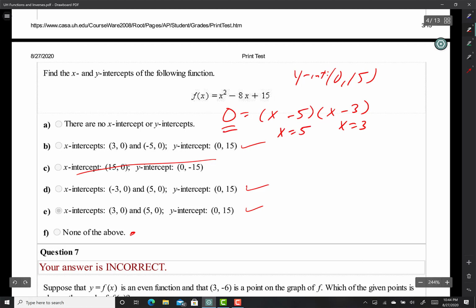Why did I set it equal to 0, in case you're wondering, guys? Because the only time you touch the x-axis is when the y value is 0. So (5, 0) and (3, 0). And we look for that, and here it is.